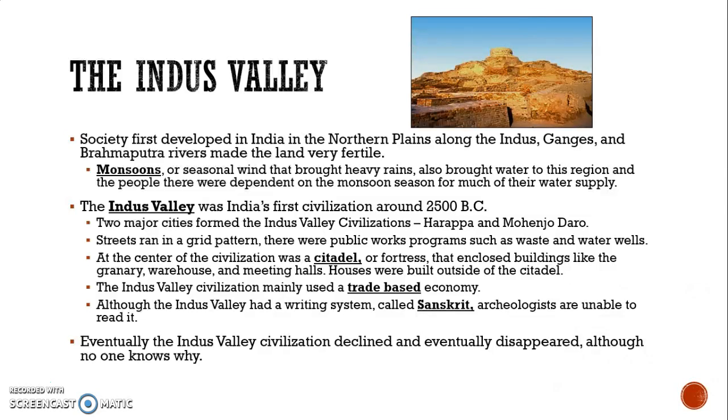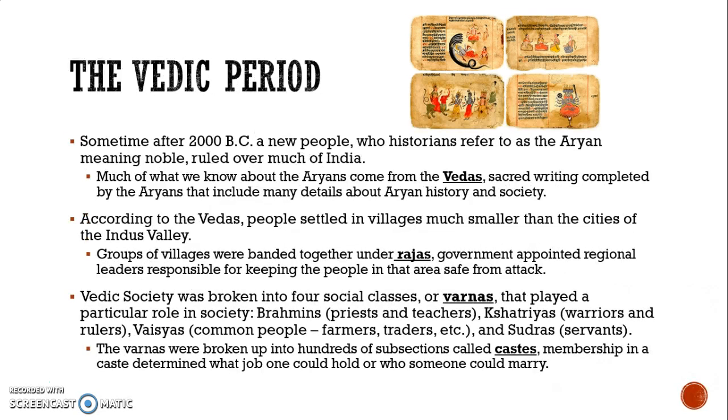The Indus Valley civilization mainly used a trade-based or barter economy. And although they had a writing system, archaeologists are not able to read it. The Indus Valley civilization eventually disappeared, and no one really knows why. Sometime after 2000 BC, a brand new people, who we call the Aryan, meaning noble, ruled over much of India.